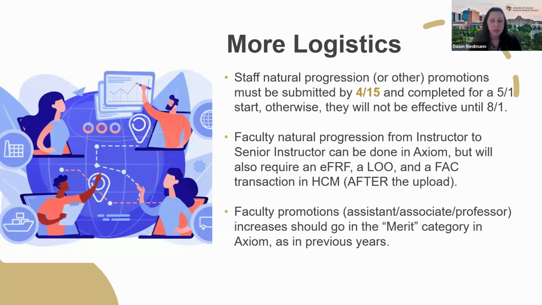So faculty promotions, assistant, associate, and professor increases should all be recognized using the merit category in Axiom, as in previous years. We want to identify those who are receiving a promotion. For these, we will be adding information into Axiom that says they've gone through that process with the promotions committee. We'll include what the current title is, and then we'll update it and put the information in there for their new rank. You will also have all the information in your Smartsheets of who has gone up for promotion.